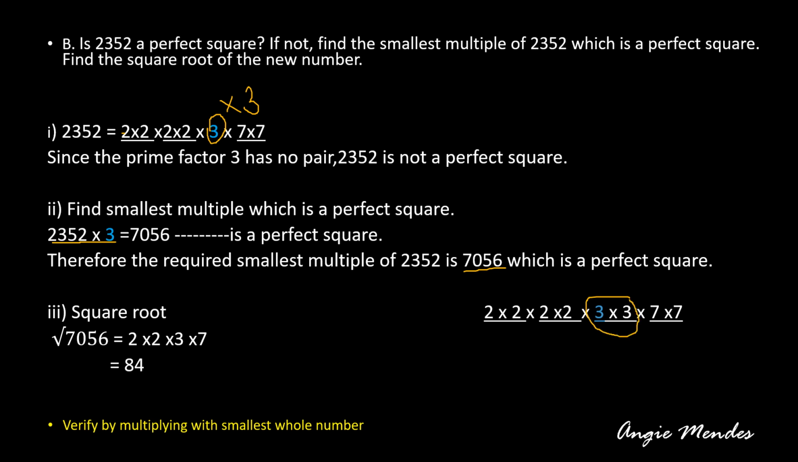Correct? So these are your prime factors for which number? For 7056. Correct? Now, if these are the prime factors for 7056, we have to find the square root of 7056. For this, we are going to take 1 from each of these pairs. So we have taken 2, 2, 3, and 7. And multiplying these, now we have got the square root of 7056. Okay?